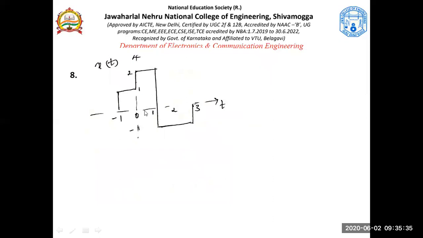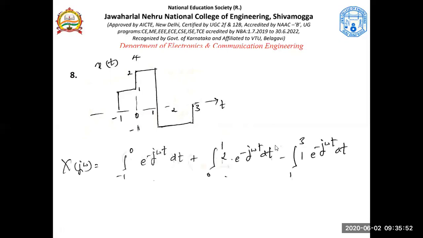Now again a similar problem. See the range from -1 to 0, x of t is 1. From 0 to 1, x of t is 2. From 1 to 3, x of t is -1. Simple problem. Just split your integral into these 3 integrals. So x of t is 1 here, x of t is 2 here from 0 to 1, and x of t is -1 from 1 to 3. That's why this minus has come here.